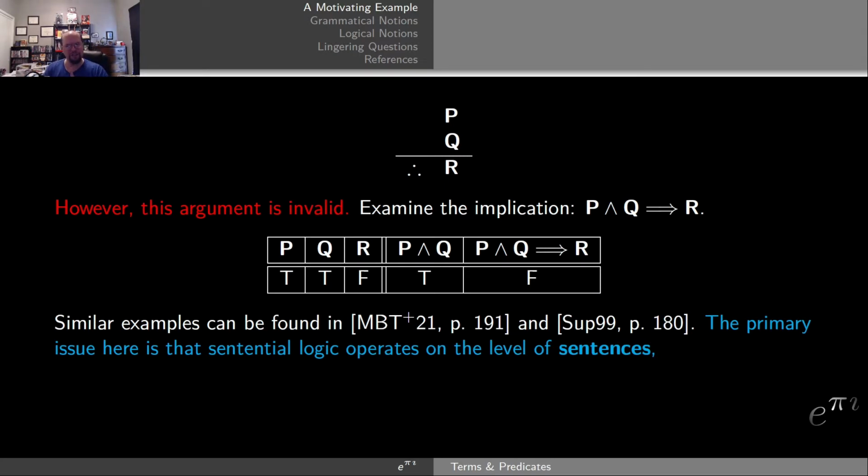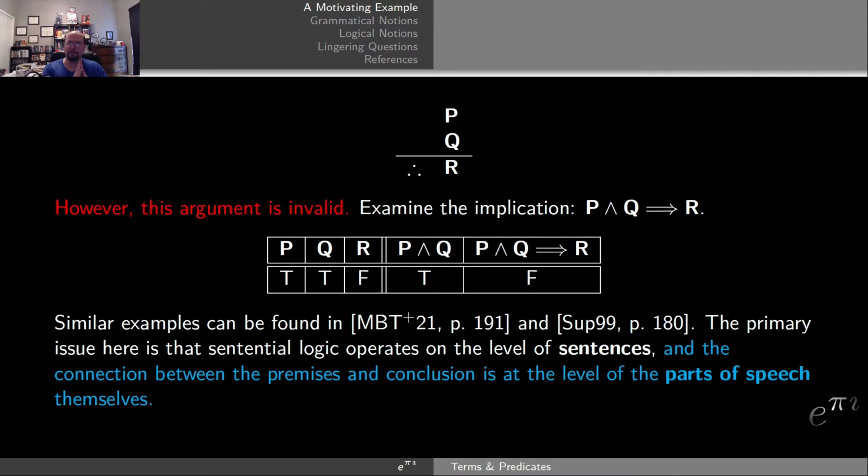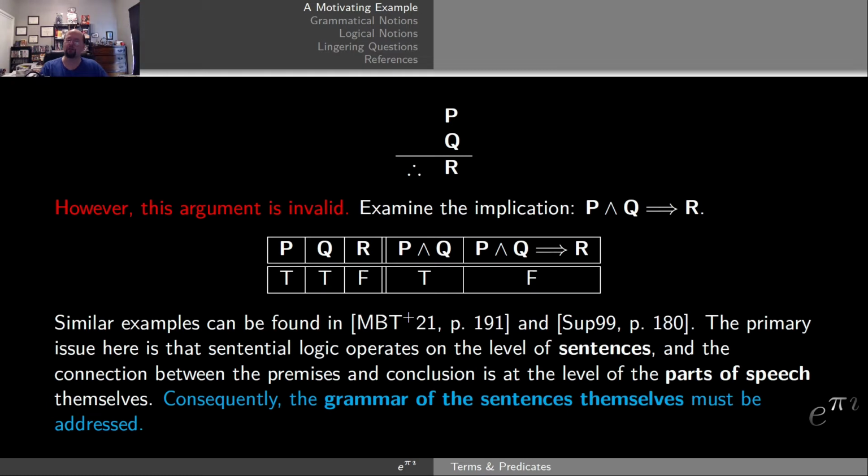So what is the connection? Well, the connection between the premises and conclusion is at the level of the parts of speech themselves. Again, Socrates is human. Humans are mortal. What's the connection? The word human, the noun human is there. So that's the connection. Consequently, the grammar of these sentences must be addressed to actually link these 2 sentences together to give you the conclusion.